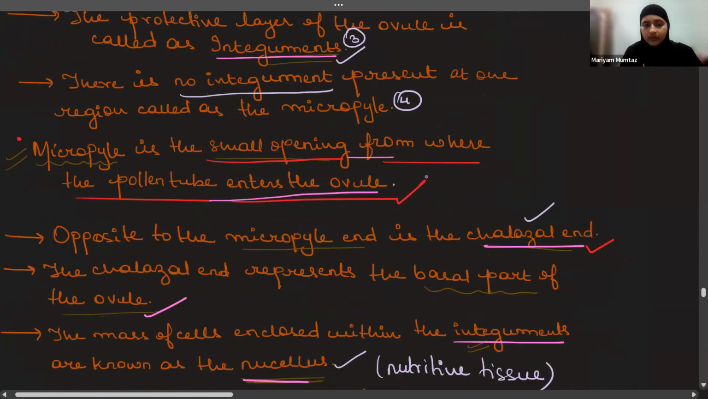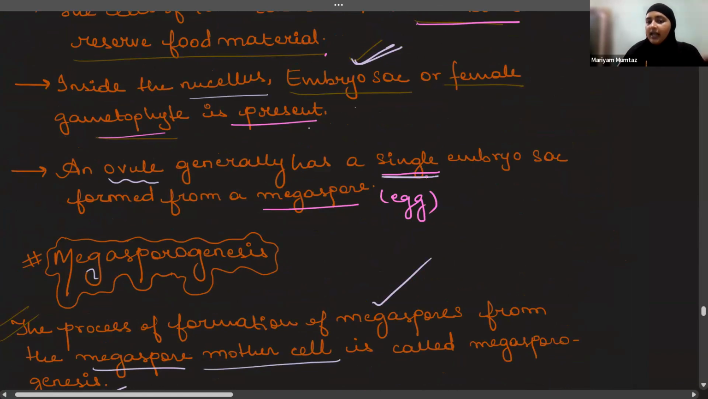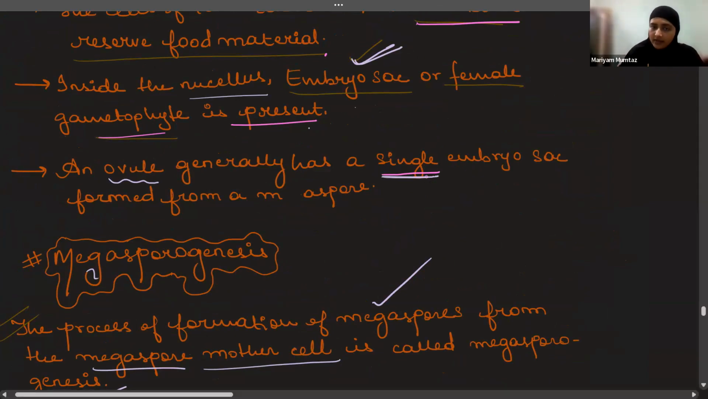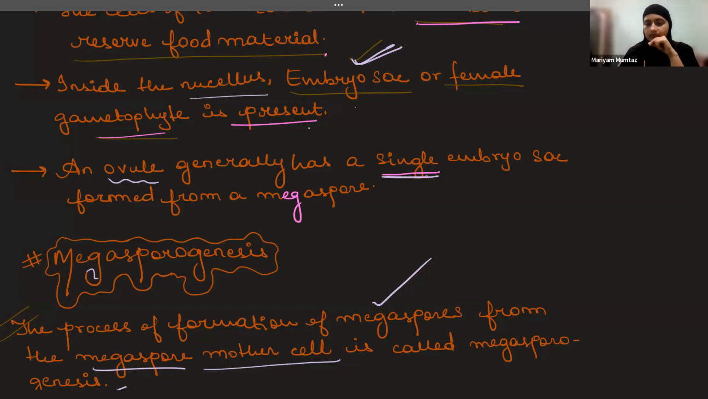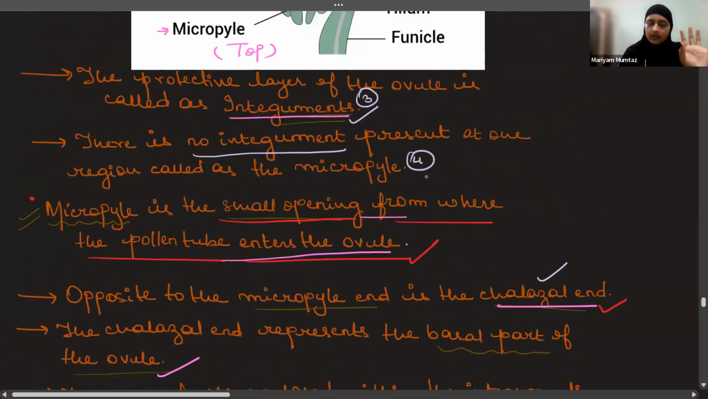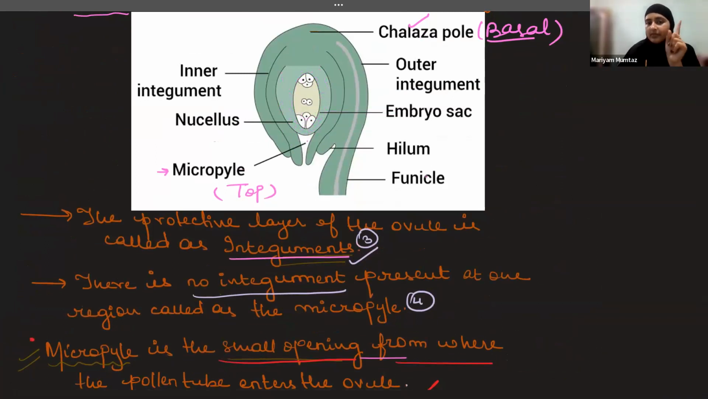Now, an ovule generally has a single embryo sac formed from a megaspore. So this is one embryo sac, and mostly ovules have a single embryo sac. One embryo sac is present in one ovule, because if multiple were present, then multiple male gametes would be needed. So as to not create that confusion, there is just one embryo sac.